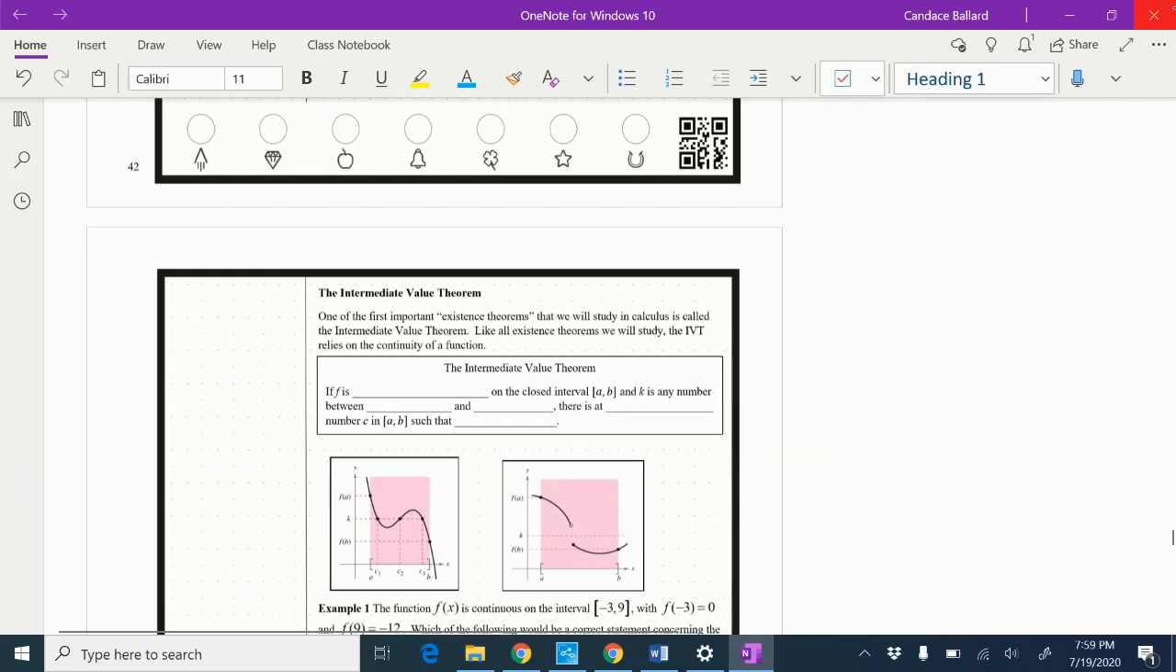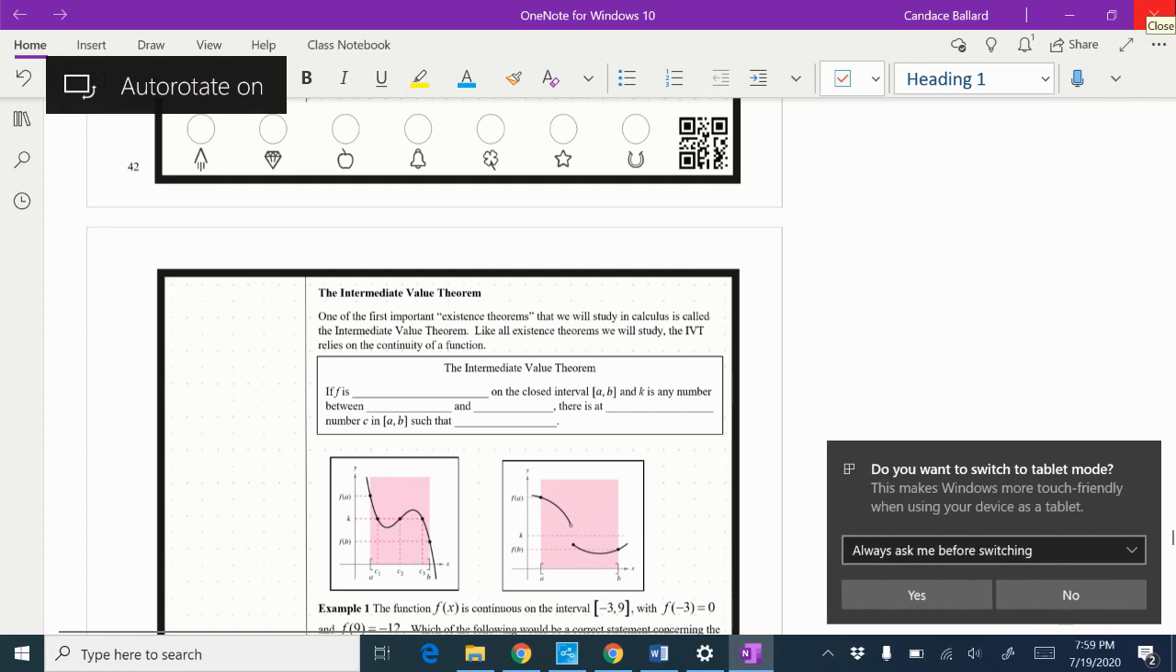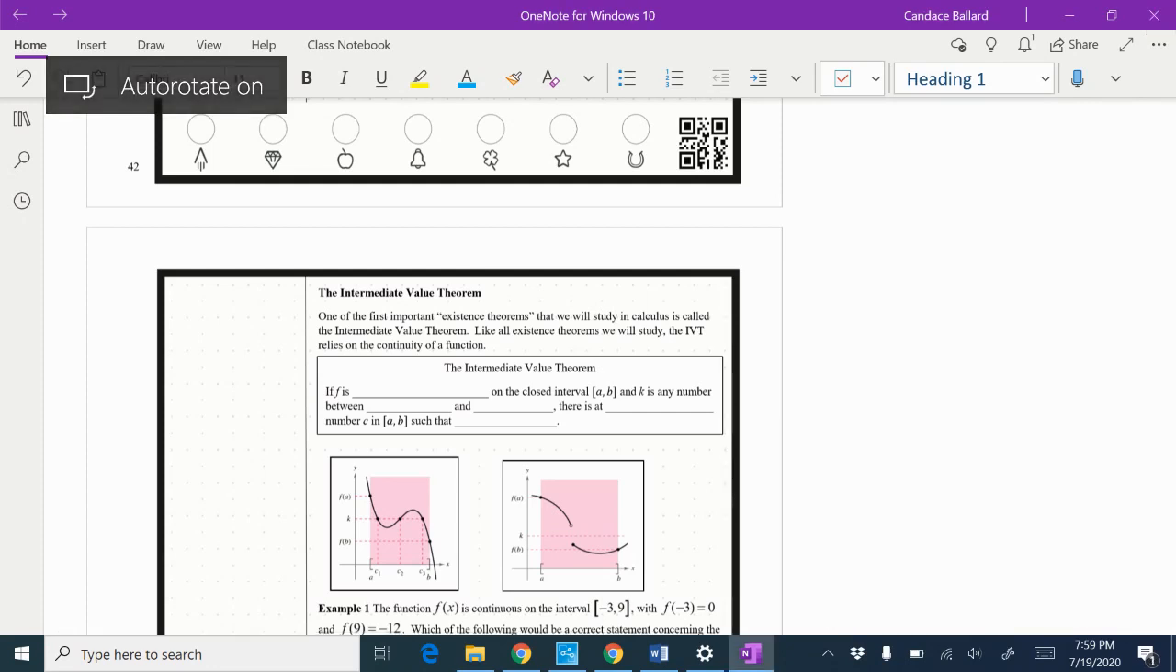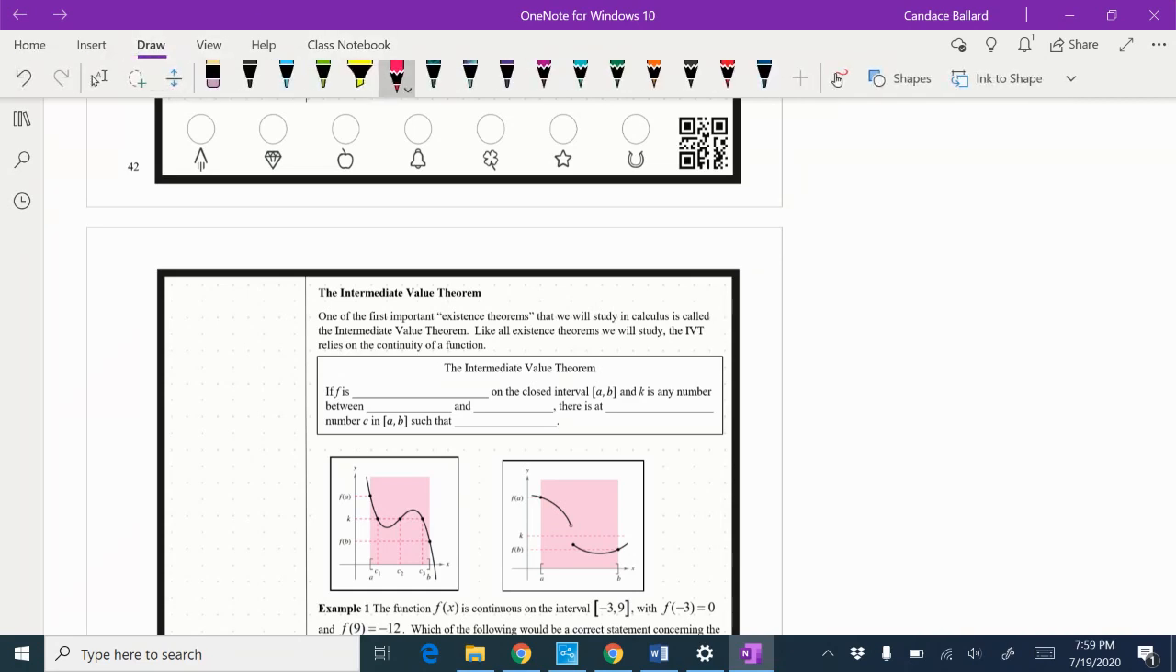So I'm going to flip my computer a little bit here now that I'm not typing. And it's going to feel like English class today. There's a lot more English writing today. So one of the first important existence theorems we will study in calculus is called the intermediate value theorem. Like all existence theorems, the IVT relies on the continuity of a function, and that's super important for our function to be continuous.